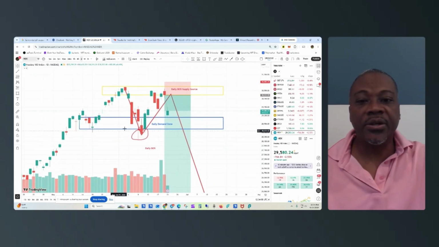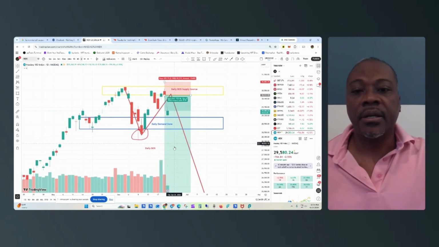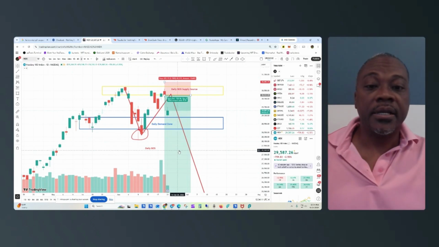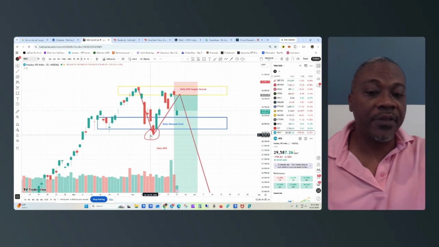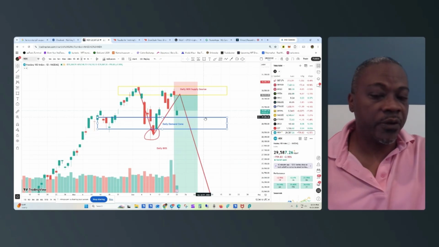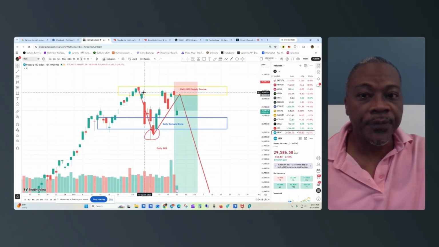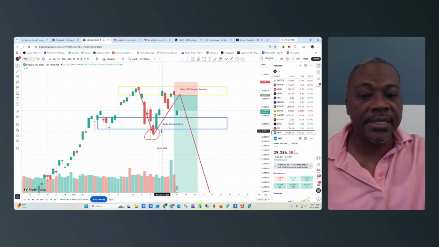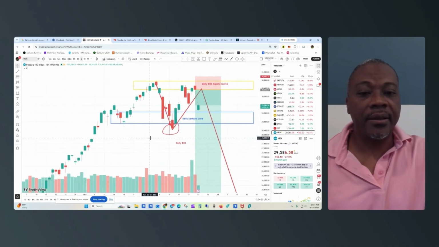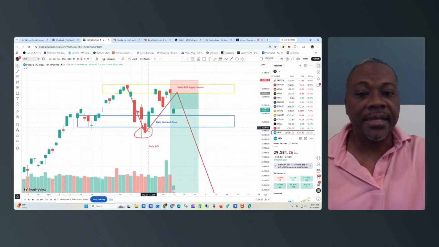And now let me dive in a little bit here and see on the daily what can hold this. We still have this daily demand zone here that could possibly still hold the market up. Even though we had this break of structure, this zone is still valid. What was support has turned into resistance. But what I want to point out here is that this resistance itself has not been validated.